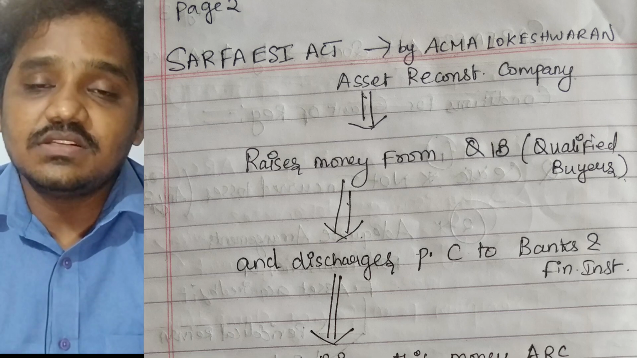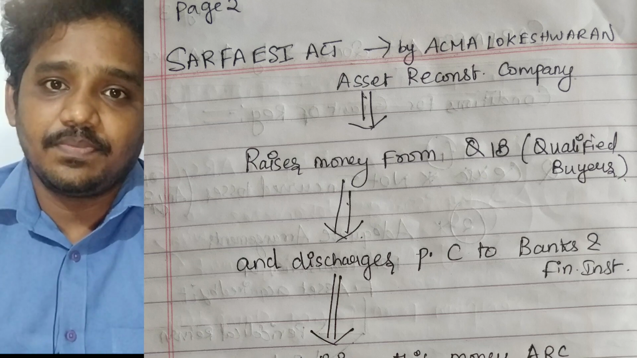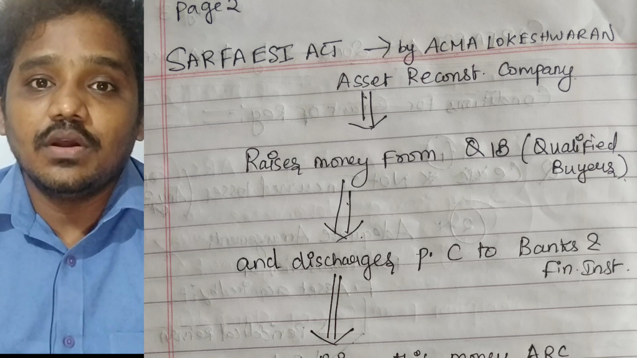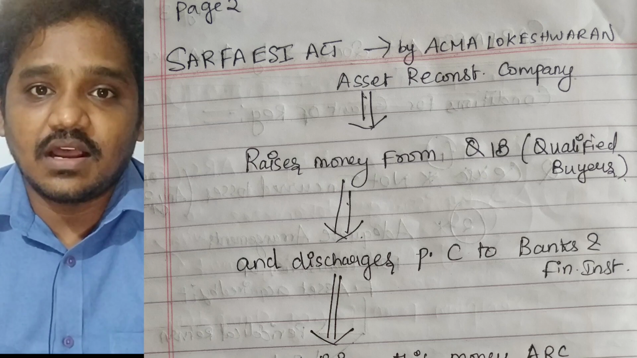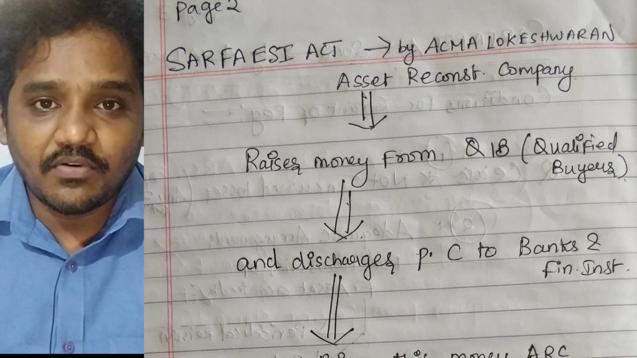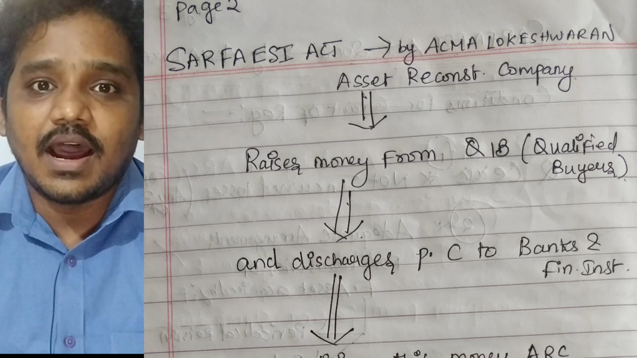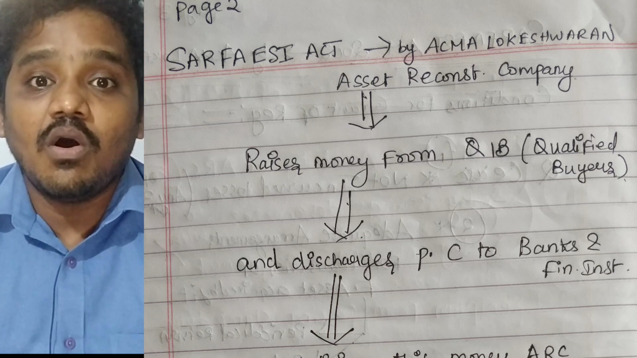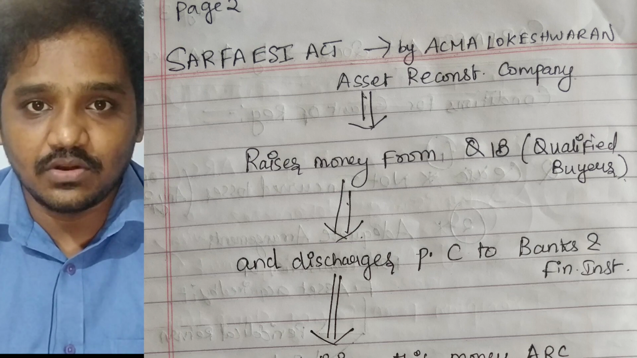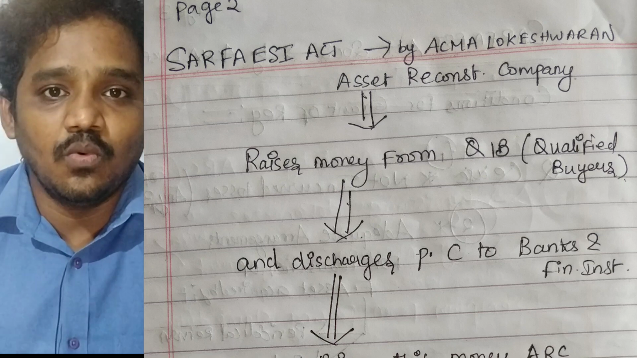What are these non-performing assets? First, these non-performing assets are secured assets. Banks have given loans to the borrowers as secured debt. That means these assets are secured by some properties, some securities. Once the non-performing assets are moved from the bank's balance sheet to the asset reconstruction company, the asset reconstruction company becomes the owner of all the securities. Whatever securities were pledged for the loan will lie with the asset reconstruction company. They become the owner.